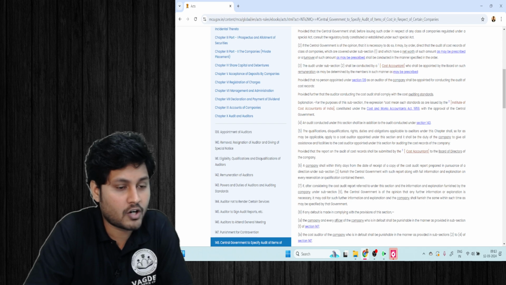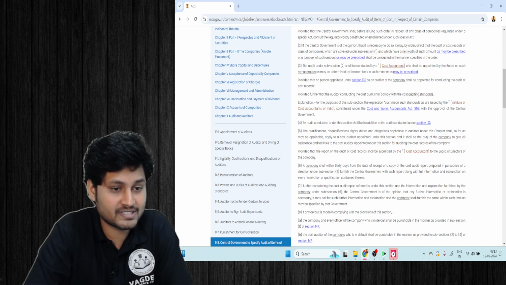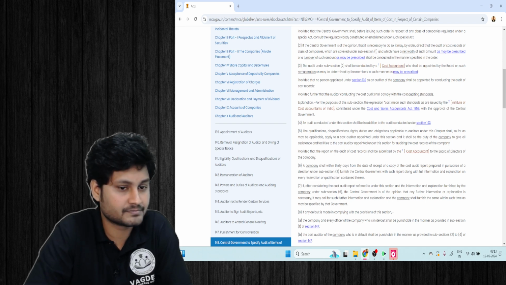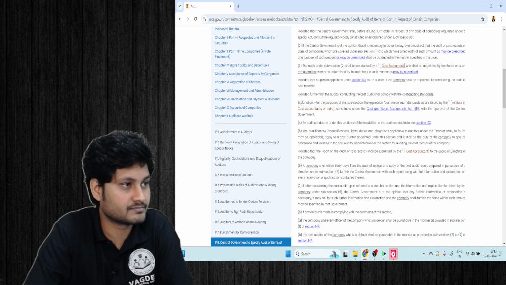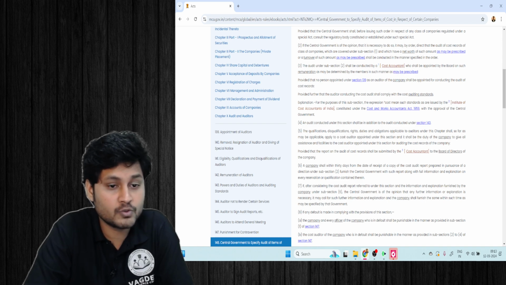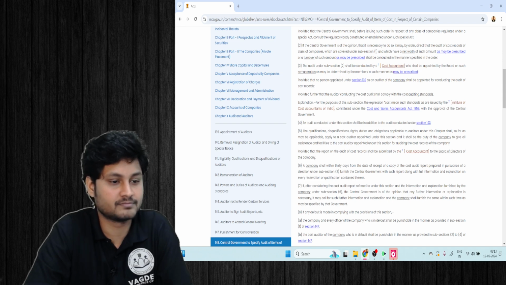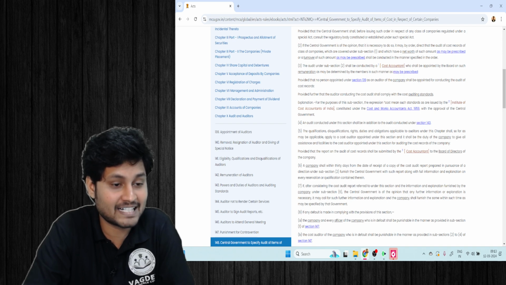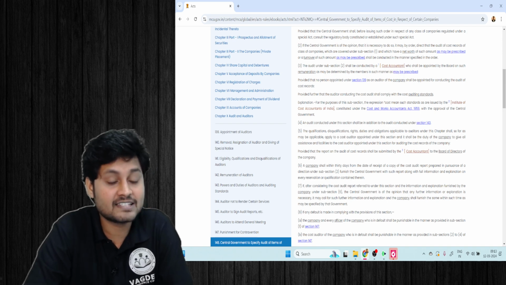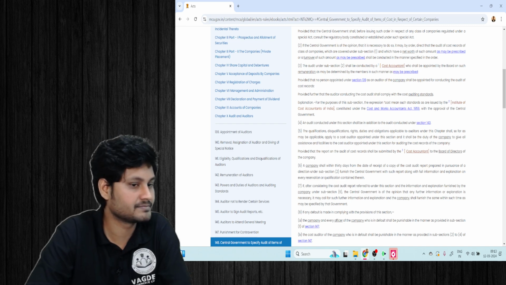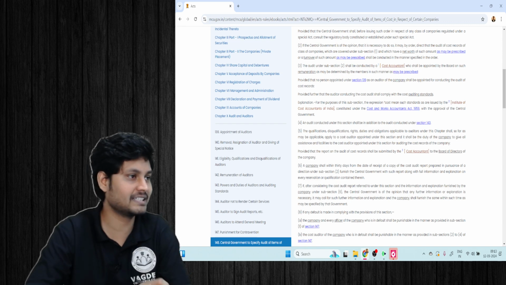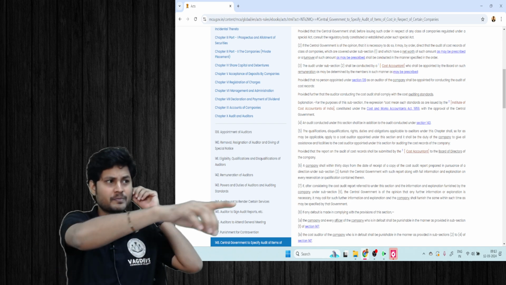See, the audit under subsection number 2 shall be conducted by a cost accountant, who shall be appointed by the board on such recommendation as may be determined by the members in such manner as may be prescribed. So what is there in subsection number 3? Cost audit should be appointed by whom?